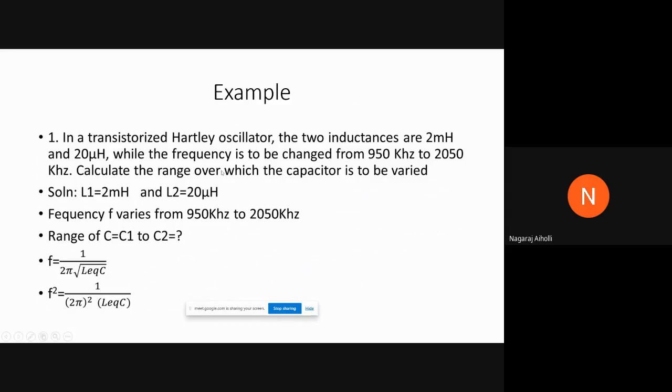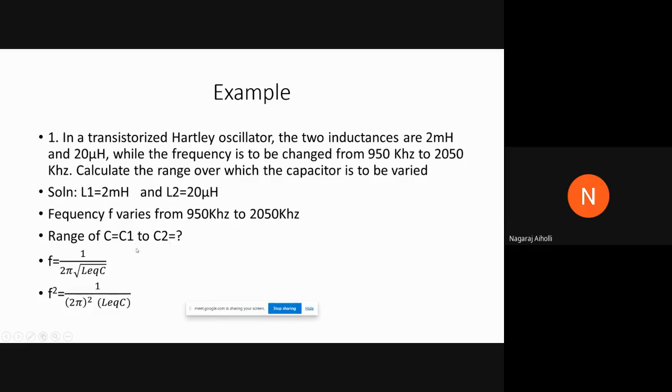Here they have clearly mentioned that it's a Hartley oscillator, right? They have specified the type of oscillator as a Hartley oscillator, and they have given the values of two inductances as 2 millihenry and 20 microhenry. L1 is 2 millihenry, L2 is 20 microhenry. And they have mentioned that the frequency varies from 950 kilohertz to 2050 kilohertz. Calculate the range over which the capacitor is to be varied. So to find the range of the capacitor value, that is C1 to C2, from what value to what value it varies.